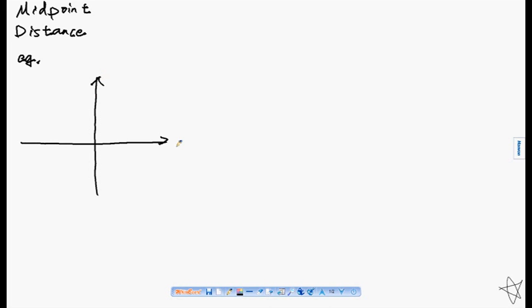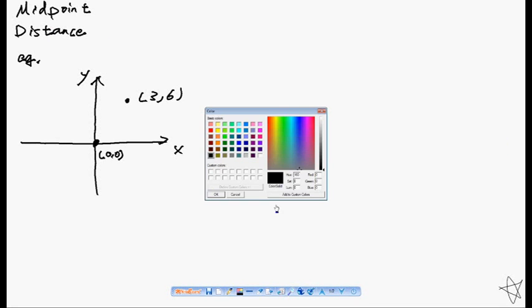If I have 2 points on a Cartesian plane, say this point, 3 and 6, and the origin, which is 0 and 0. Well, let's do distance first. Sometimes they ask you to find the distance between these 2 points.